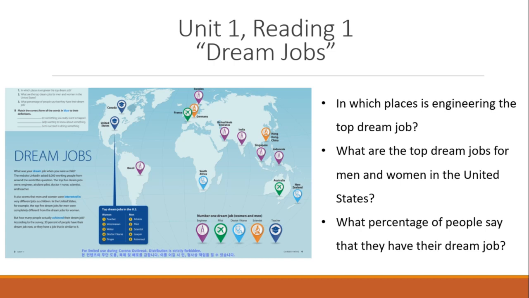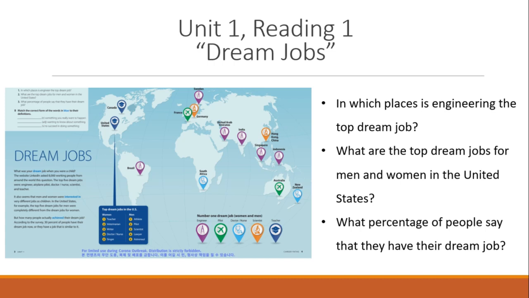But how many people actually achieved their dream job? Well, according to the survey, 30% of people have their dream job now, or they have a job that is similar to it. So 30% is a pretty good number, right? And then at the top, you can see a few questions to answer. This will be part of your classwork for this week. So it says explore the theme, look at the information on the pages, and answer those questions.